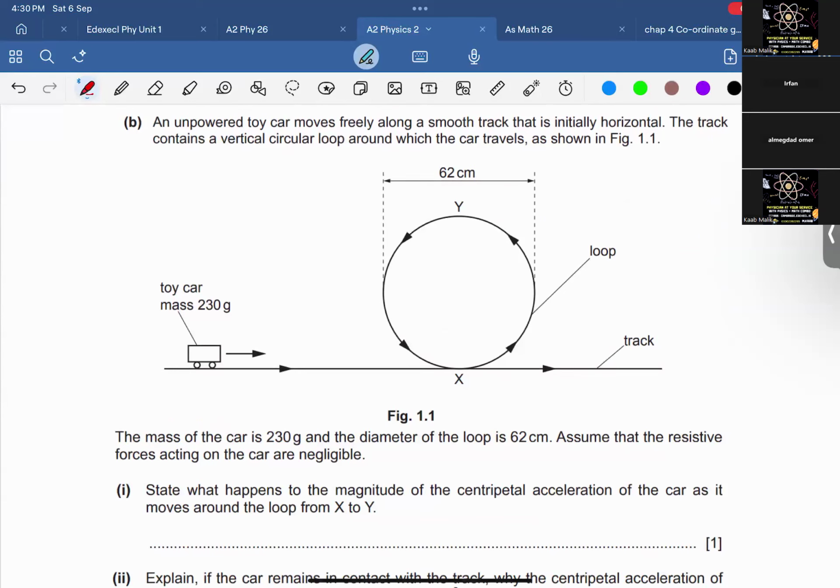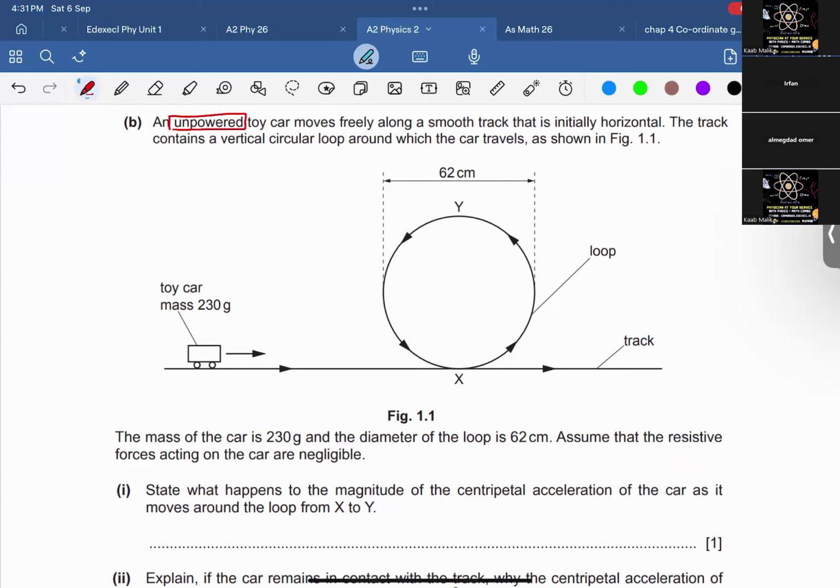An unpowered toy car moves freely along a smooth track that is initially horizontal. The track contains a vertical circular loop around which the car travels, as shown in figure 1.1. The mass of the car is 230 grams and the diameter of the loop is 62 centimeters. Assume that the resistive forces acting on the car are negligible. State what happens to the magnitude of the centripetal acceleration of the car as it moves around the loop from x to y.